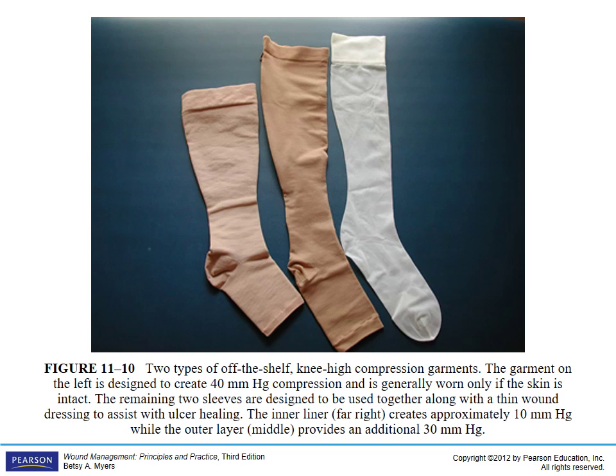These are examples of off-the-shelf compression. So the one on the left is this one. Let's see if I can get this. This one is 40 millimeters of mercury compression. The second one can be used with a thin wound dressing if you've got an ulcer going on, and this one only creates about 10 millimeters of mercury. This is 30. This is 40, and then this one's 10. This is the anti-embolism socks that I talked about, which are much lighter in their compression.